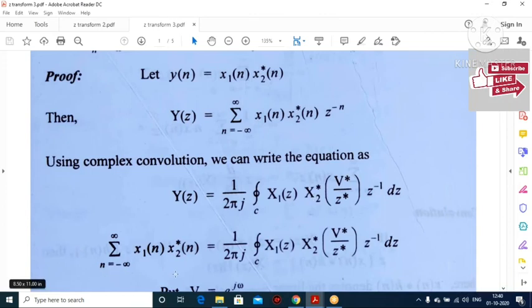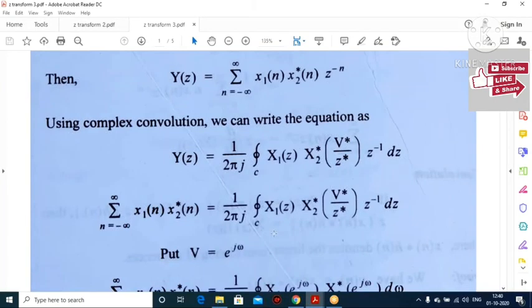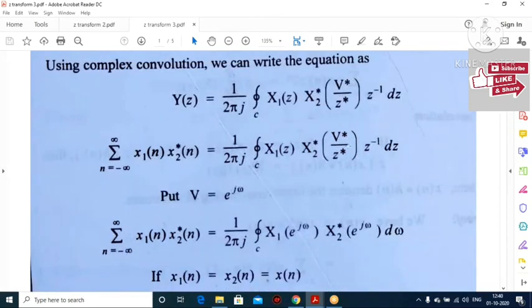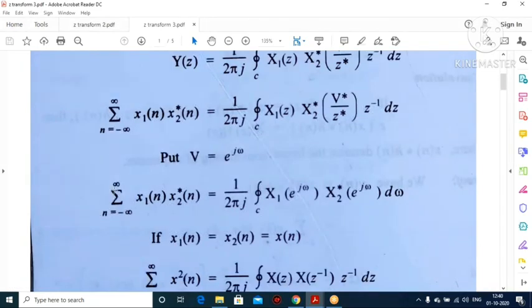So now x1 of n into x2 star of n is equal to 1 by 2 pi j contour integral of x1 of z x2 star of v star by z star into z inverse dz. Now here capital V is nothing but the exponent term, that is e to the power of j omega. I substitute here v equal to e power j omega. So what will happen? Left hand side is summation n equal to minus infinity to infinity x1 of n x2 star of n, equal to the right hand side 1 by 2 pi j contour integral of x1 of, instead of z I substitute here e power j omega, x2 star of e power j omega into d omega.